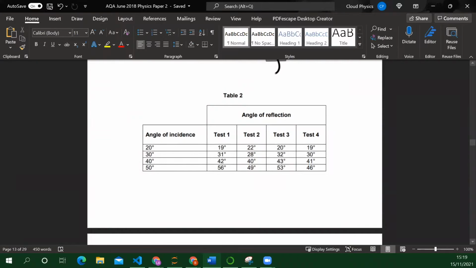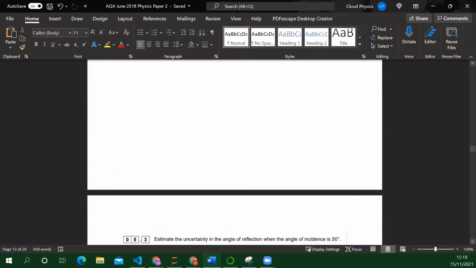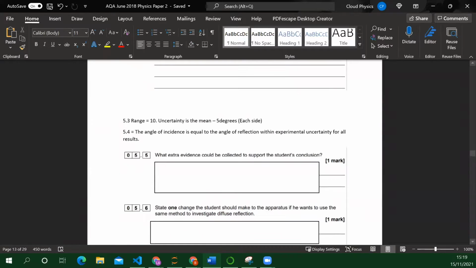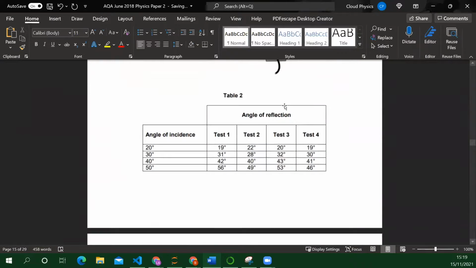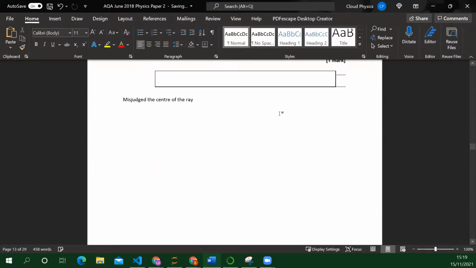Okay, so test 1. For 20 degrees, the angles of reflection, the actual maximum range there was a maximum of 2 degrees out.